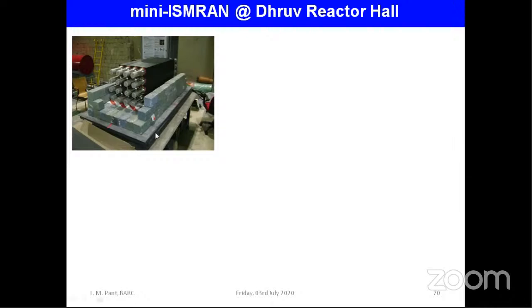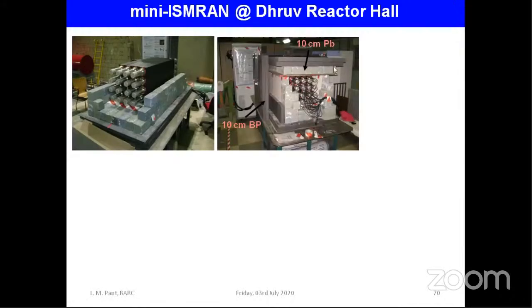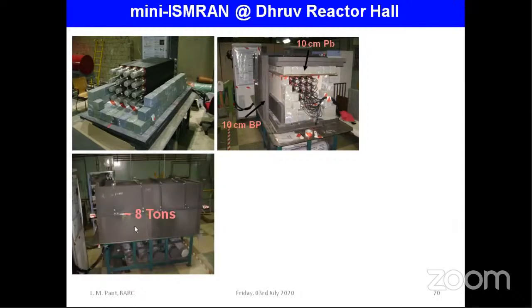And so you see, this is how it was being built inside the reactor hall of the Dhruva reactor. You have the lead here, and beneath the lead you have the borated polythene, and these are the 4x4 matrix. Then it was covered from all sides with lead and borated polythene of 10 centimeters each. And finally, even these 16 scintillators weighed about 8 tons, though the weight of the scintillators was not more than 200 kilograms.